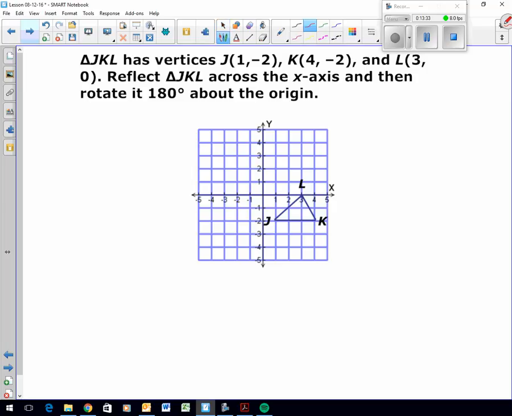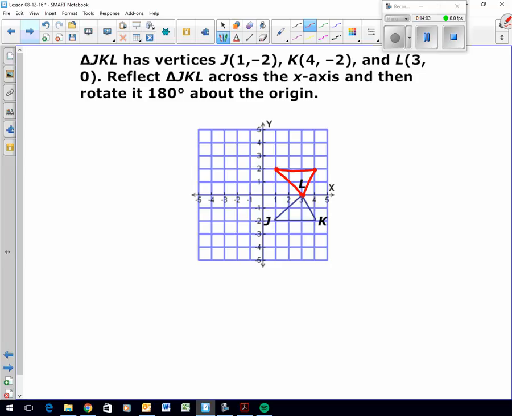Reflect. 1, -2 becomes 1, +2. 3, 0 stays at 3, 0. 4, -2 becomes 4, +2. There's my first transformation.